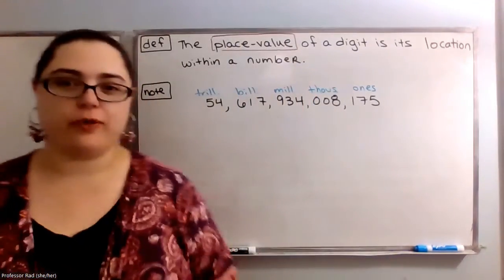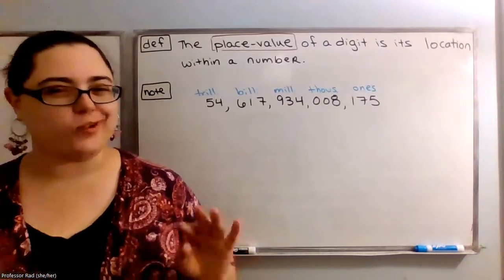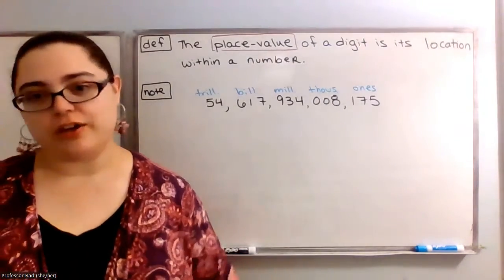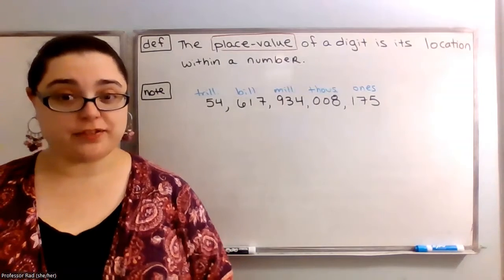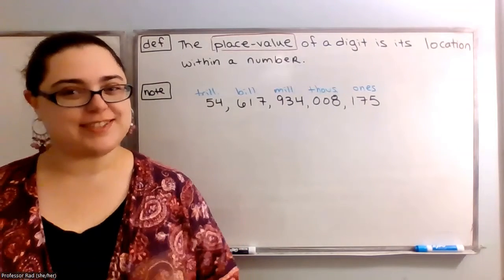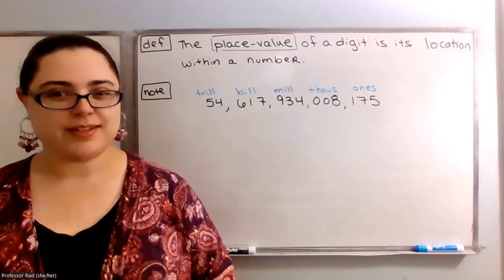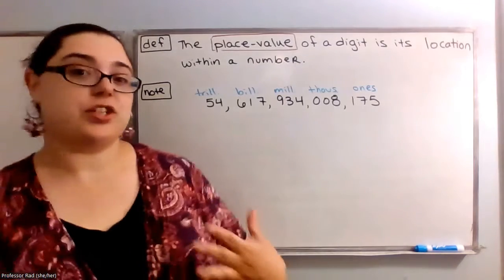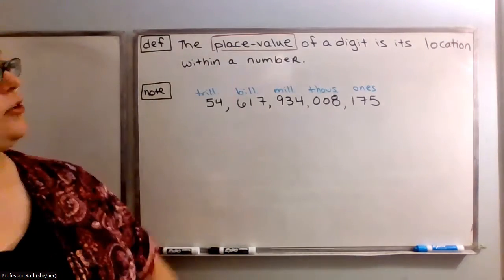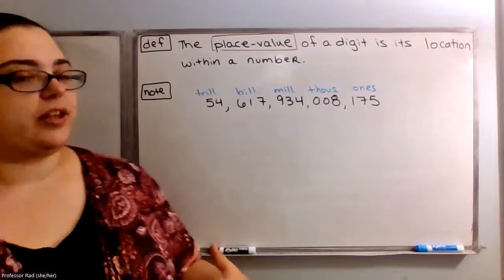So we're going to start out with a definition and a note, which is kind of like an example. If you want to pause the video here and copy down the definition and the start of the note, feel free to do so. Okay, so our definition is for place value. The place value of a digit is its location within a number.